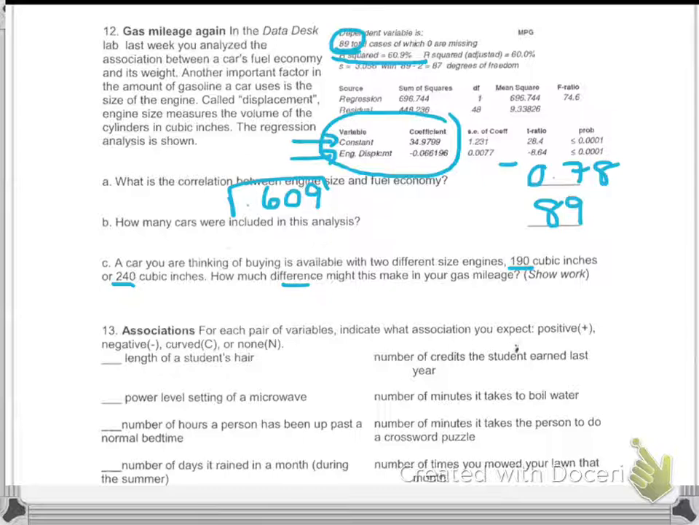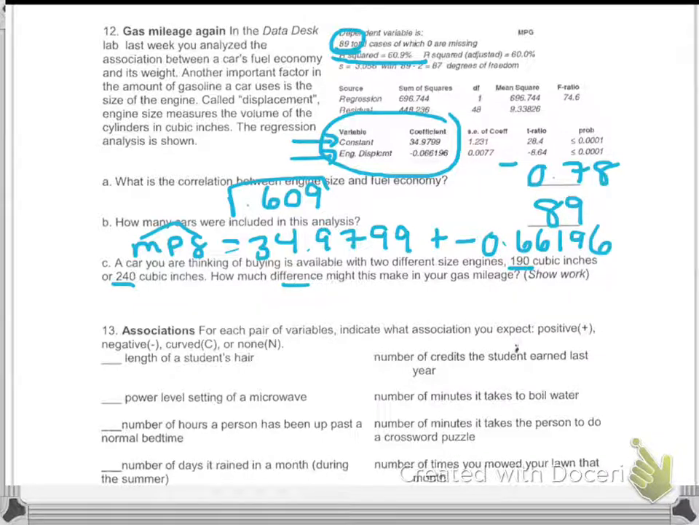Okay, so we got engine sizes. So we got the miles per gallon is equal to 34.9799 plus negative 0.66196, and let's do inches cubed, okay? All right, so this is the equation I'm going to use. This is the equation of a line. So the first x is going to be 190. So you notice how I use the whole number? Don't round it. Don't round it.